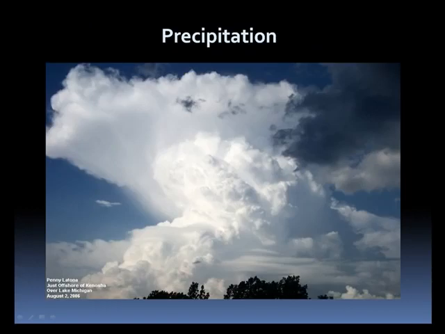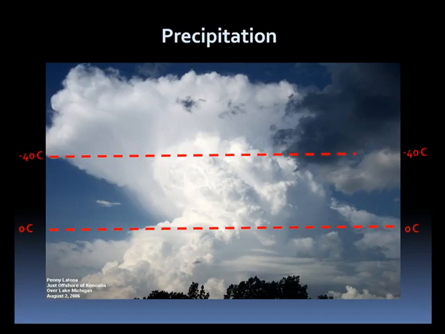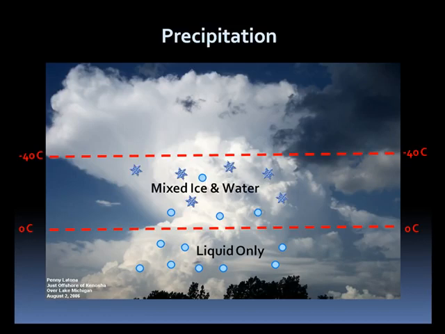Let's examine how this can look in a cloud. In this image, we have a typical thunderstorm cloud from the summer. Near the base, temperatures will be above zero. In the middle, 0 to minus 40 degrees. And then usually minus 40 or colder at the very top. Cloud droplets will inhabit the warm region, a mix of water and ice in the 0 to minus 40 region, and then ice above in minus 40.